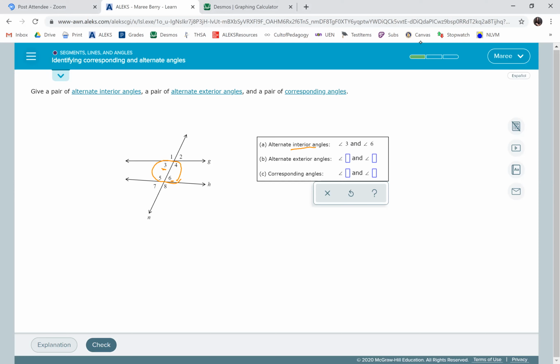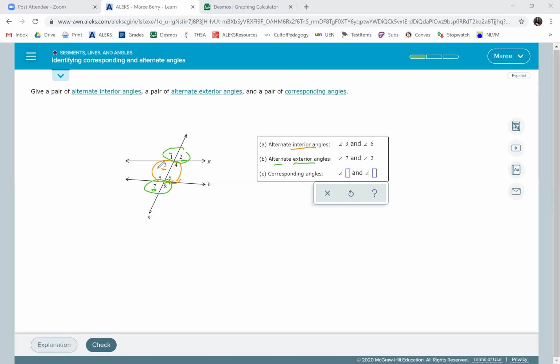And then alternate exterior angles. We're looking for exterior. So that would be the 1 and the 2 and the 7 and 8, but we want alternate, so we have to go across. So 7 and 2 or 1 and 8. I'll just pick 7 and 2. But when you're doing these problems, you get to pick which pair you want to do. You don't have to do the same ones I do. It's just whatever you want to do.